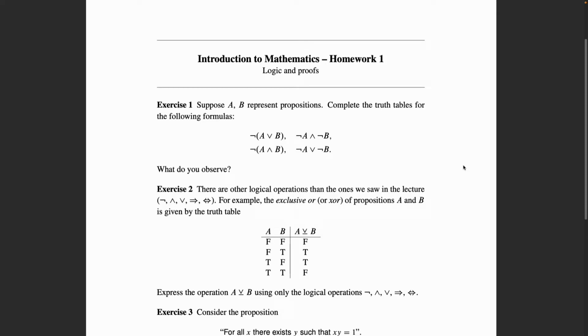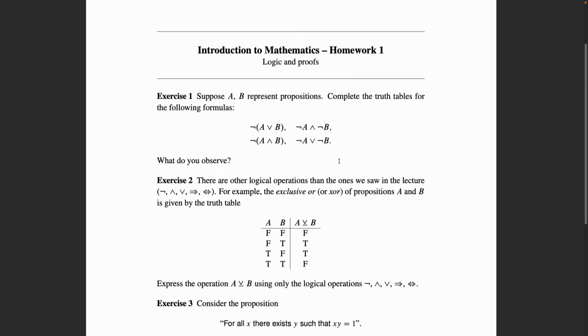So here we have our first homework session. I have 6 exercises for you that cover the topics of the logic and the proofs videos. In exercise 1, you are to work with truth tables, and I've given you some logical formulas here, and you have to complete the truth tables for them and see if you observe something interesting there.